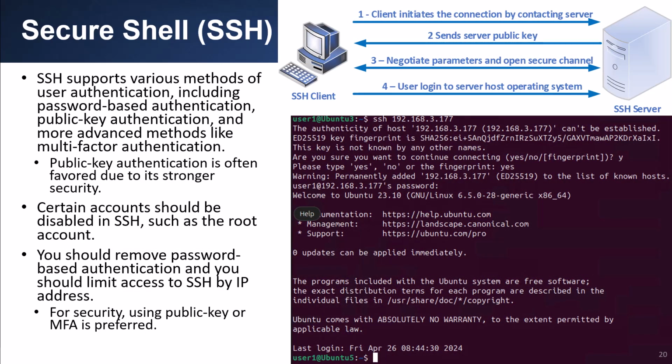SSH supports various methods of user authentication, including password-based authentication, public key authentication, and more advanced methods like multi-factor authentication. Public key authentication is often favored due to stronger security. Certain accounts should be disabled in SSH, such as the root account. You should remove password-based authentication, and you should limit access to SSH by IP address. For security, using public key or MFA is preferred.